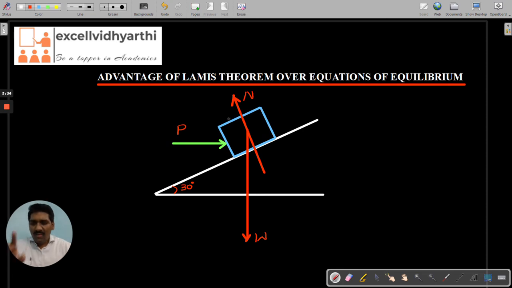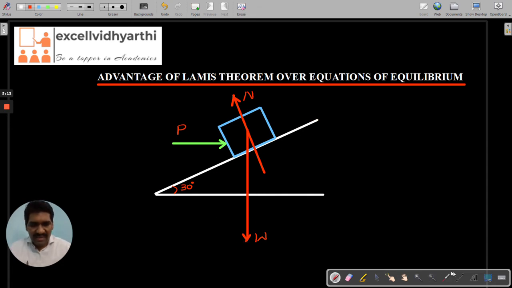One more important point: I am assuming that this surface is a smooth surface. If it is smooth, there is no possibility of friction at all. Now we have to know the angles made by the forces. So tell me, what is the angle made by this weight with the inclined plane? There is an inclined plane and there is a weight.